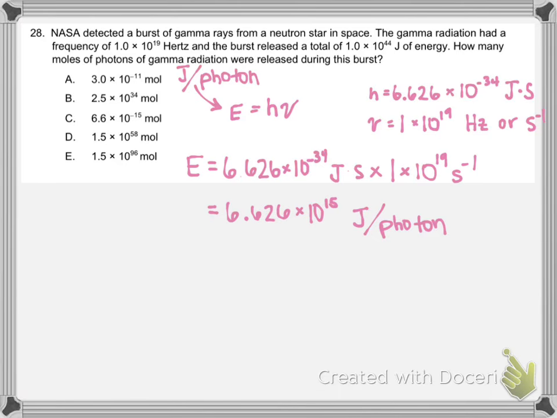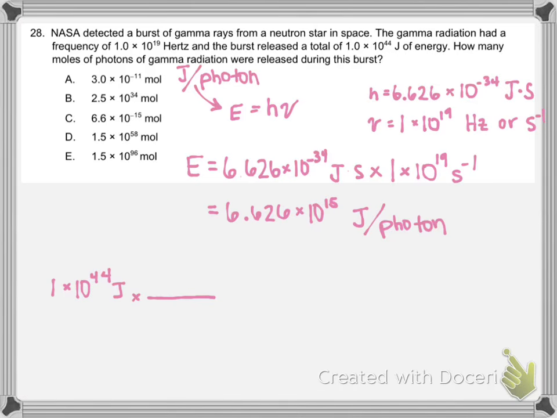So, I'm going to go ahead and start with the given energy, which is 1 times 10 to the 44 joules. And then I can use that energy I just solved for as a conversion factor.